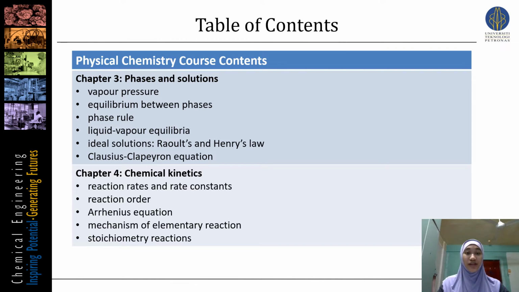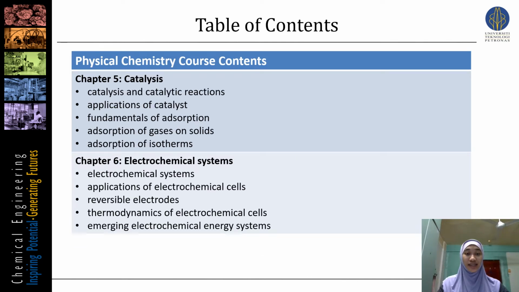The third chapter is Phases and Solutions. The fourth chapter is Chemical Kinetics. The fifth chapter is Catalysis. And the sixth chapter is Electrochemical Systems.